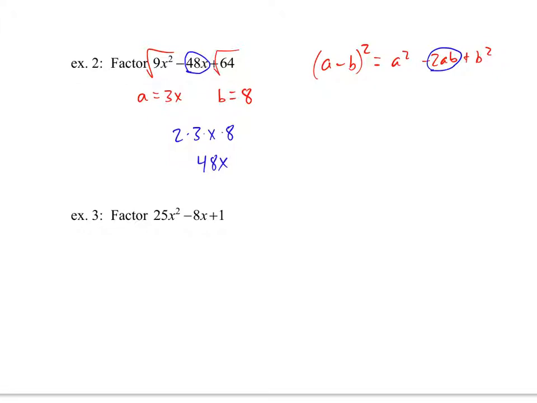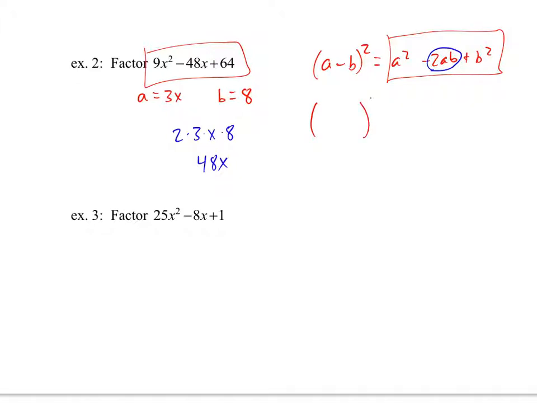It fits, right? So what we just found is our original problem. We just found this thing here fits this thing here. So then we know the answer has to be a minus b quantity squared. And a is 3x, and b is 8. So we have our answer.